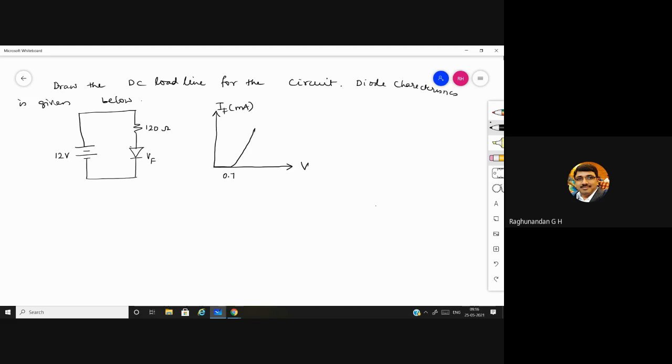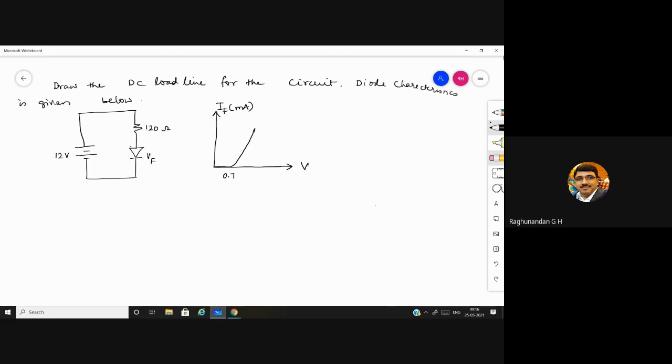On looking at this VI characteristics, can you tell me what kind of diode they have considered in this circuit, whether it is germanium or silicon? Silicon, sir. Silicon, yes, because the forward drop is 0.7, so obviously it is silicon only.